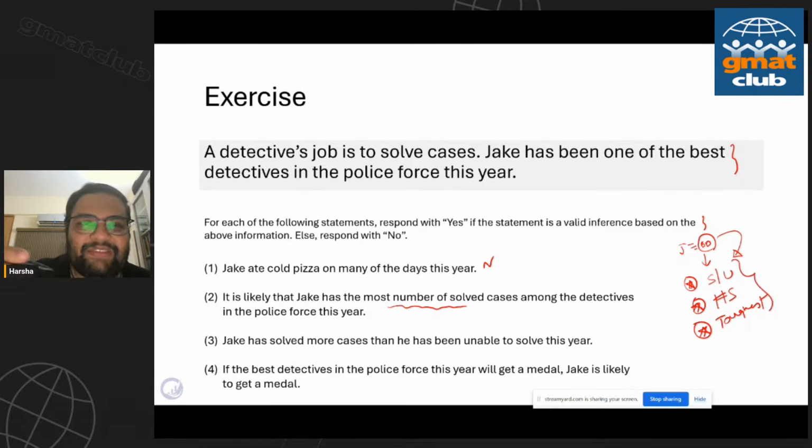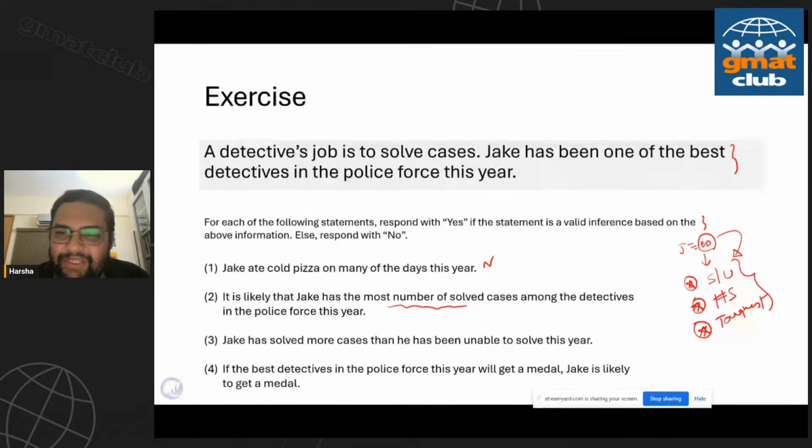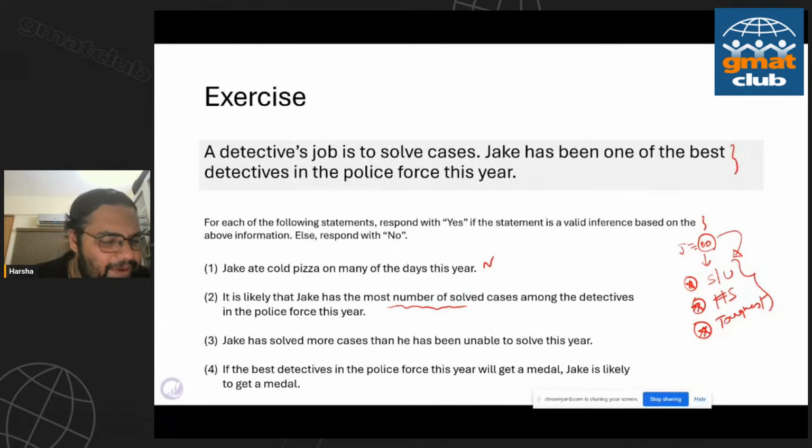What decides if one is a best detective? Is it based on the number of cases? Is it based on solved to unsolved ratio? Is it based on something else? We don't know any of that. And therefore, the answer for this is a no. More cases than unsolved is also a no for the same reason.